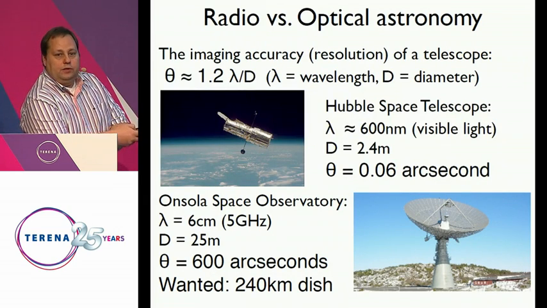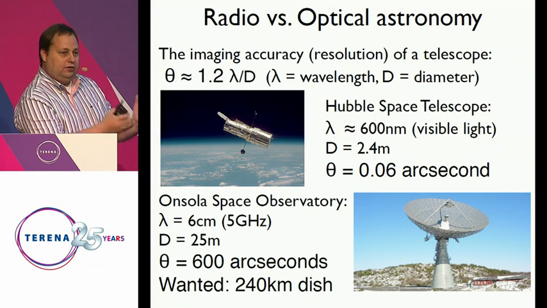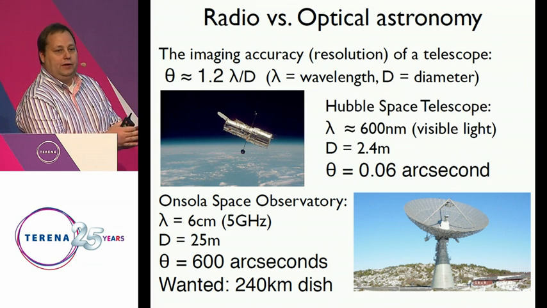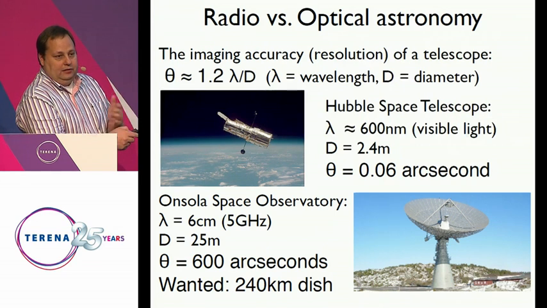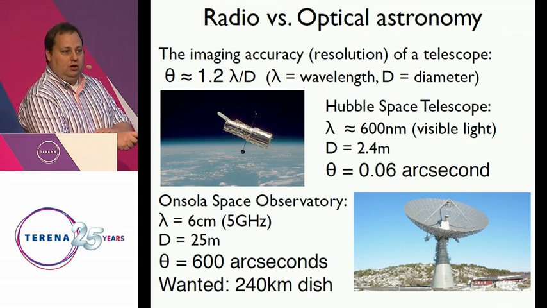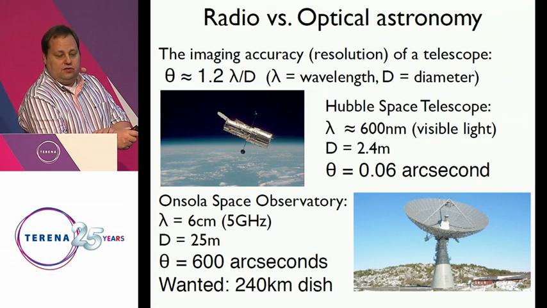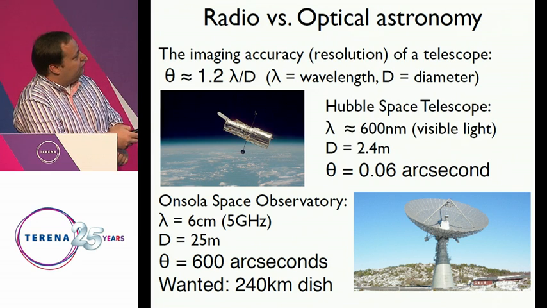So another comparison with optical astronomy. The resolution of a telescope basically depends on two things: the size of your telescope and the size of the waves that you're looking at. So for instance, for the Hubble telescope, if it's operating in visible light, say about 600 nanometer, it has a diameter of the main mirror of about 2.4 meters, which gives you about 0.06 arc seconds, which is fairly small resolution. Compare that to the radio telescope you see here.